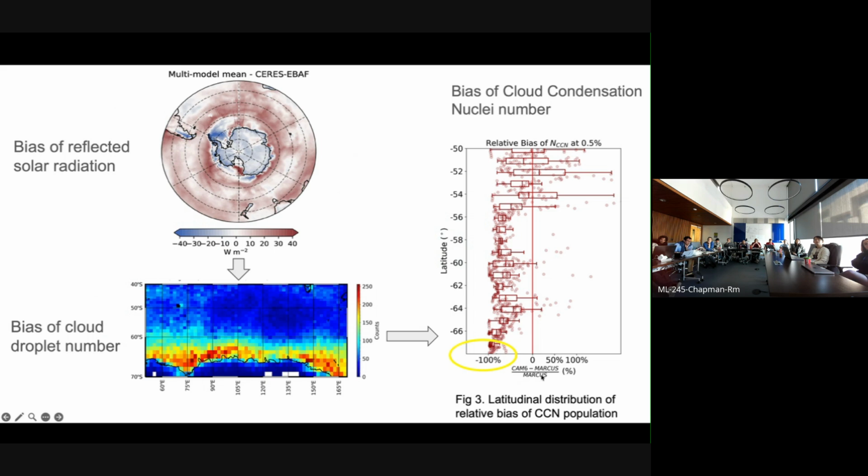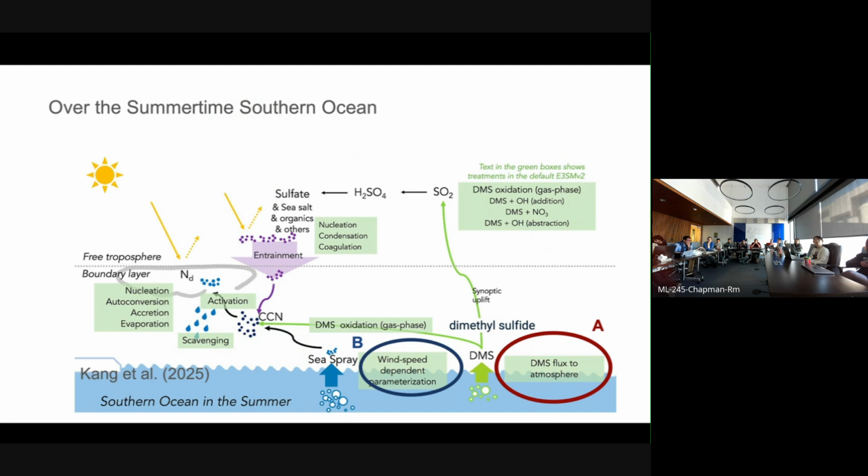in the unit of 100%. Over the Southern Ocean, south of 55 degrees, the relative bias is close to negative 100% almost all through this region. So we're connecting the bias of radiation to the bias of cloud droplet number concentration to the number of cloud condensation nuclei, which is aerosol, the water condensed onto to form clouds.